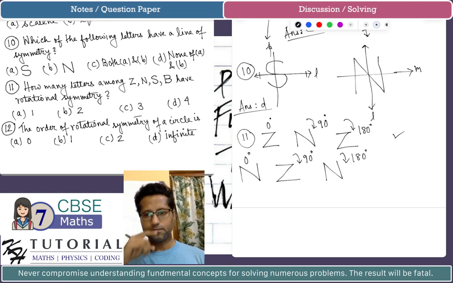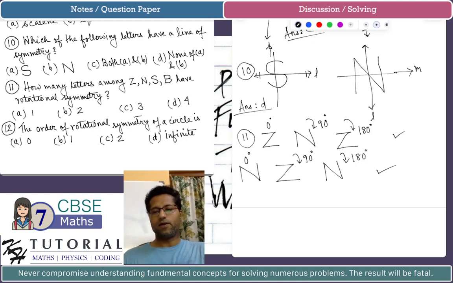So, we can see that the letter N, at the 180-degree position, looks identical. So N has rotational symmetry, because if we can find one angle x, that is, if we rotate the letter from its initial position by that angle x, it looks identical, and x is less than 360 degrees, we can always say that the letter has rotational symmetry.